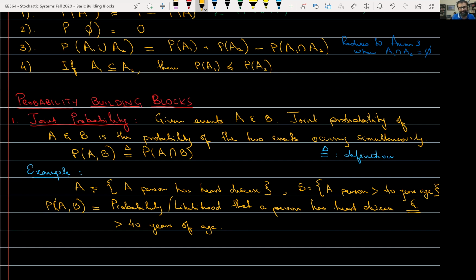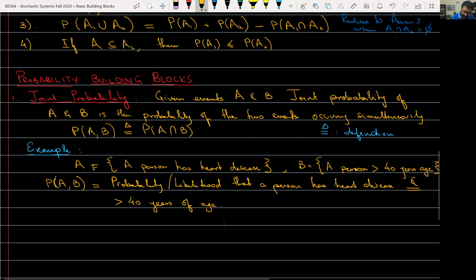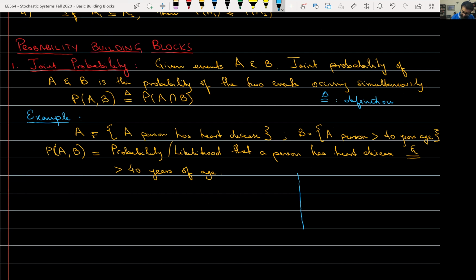Okay, so in terms of a Venn diagram, if I were to represent it as a Venn diagram, what would this look like? I will have a certain sample space, which is the entire population. And within that sample space, I am going to have a set which corresponds to the event A, which means that the person has heart disease. And then there is going to be another set which corresponds to the event that the person that I pick at random is greater than 40 years of age. That is the event B, or the set B.